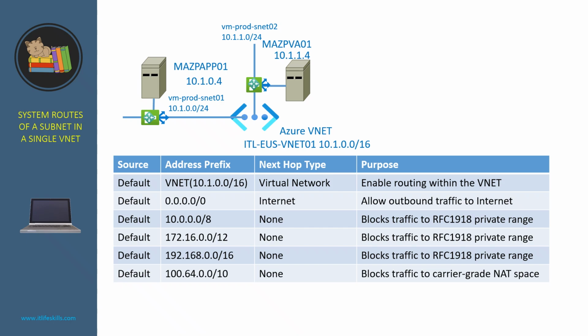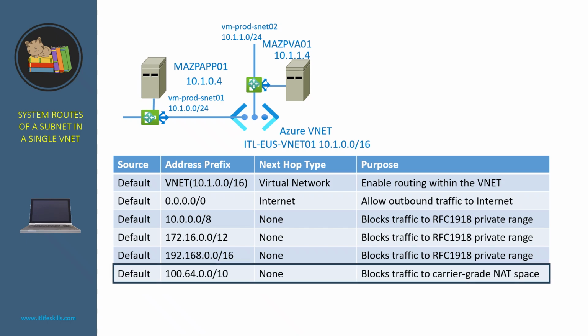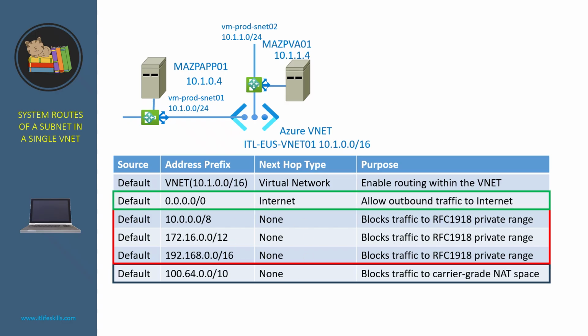Now let's pay attention to this route. As you may know, this address space is reserved for the carrier-grade NAT space. So this route is to ensure that all the traffic destined to the carrier-grade NAT space will be dropped. And these routes are to ensure all the traffic destined to the RFC 1918 private ranges will be dropped. This route allows the outbound traffic to the internet, and this route is to enable routing within the VNet.